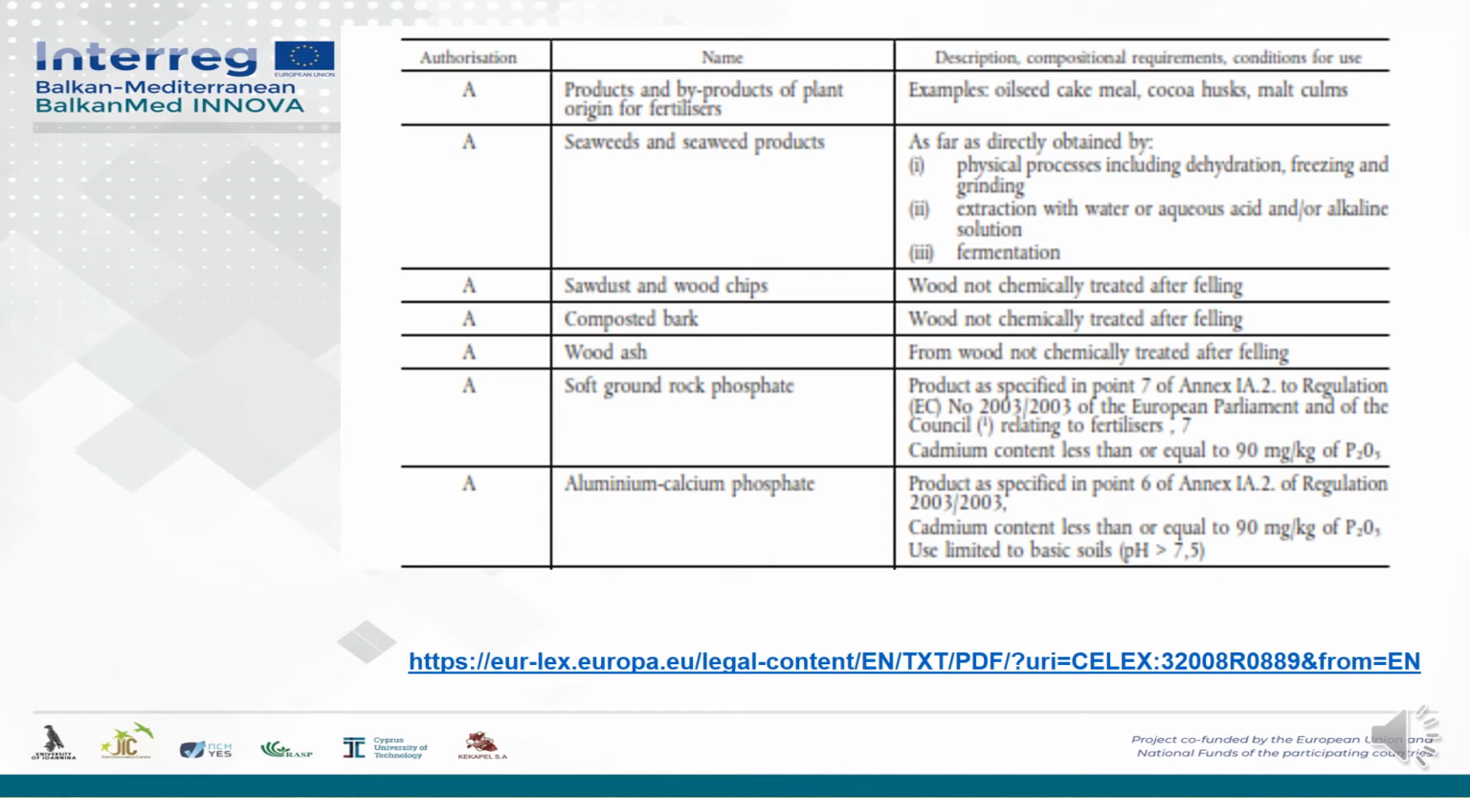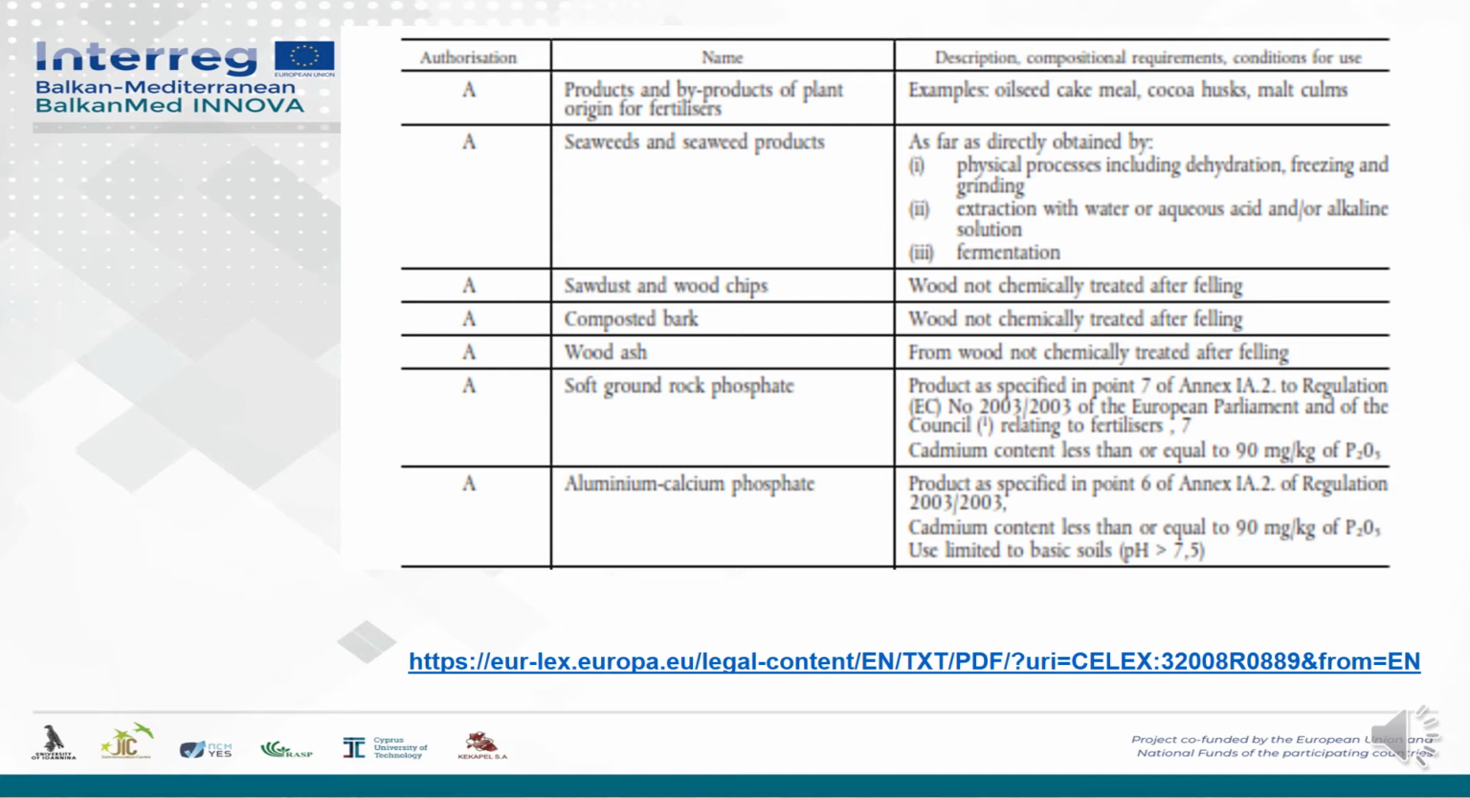Examples of it: oilseed cake meal, cocoa husks, and malt culms. Seaweeds and seaweed products, as far as directly obtained by: 1. physical processes, including dehydration, freezing, and grinding; 2. extraction with water or aqueous acid and/or alkaline solution; and 3. fermentation. Sawdust and wood chips, composted bark, wood ash, all of them in the cases when the wood is not chemically treated after felling.